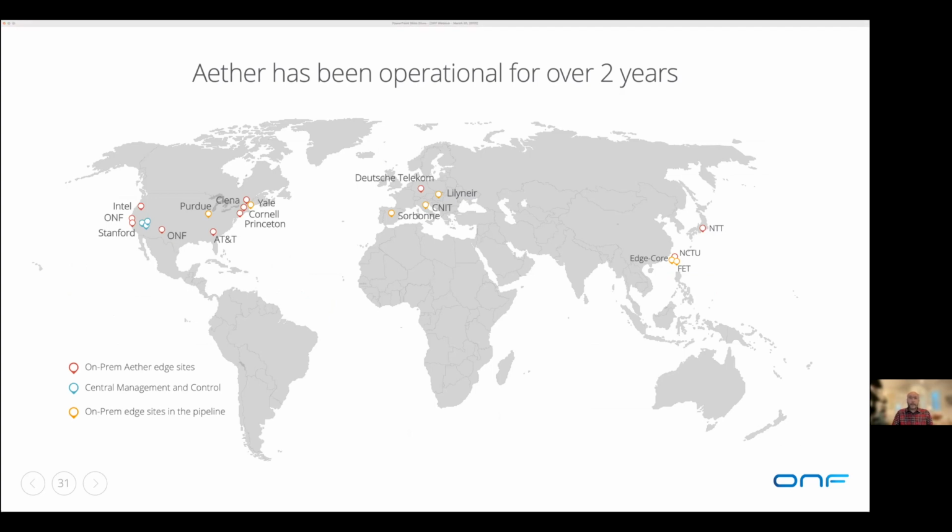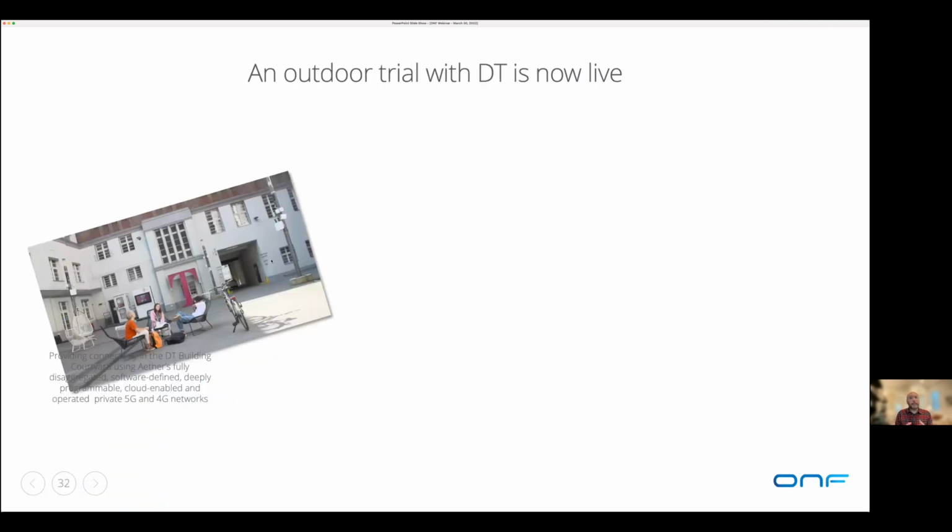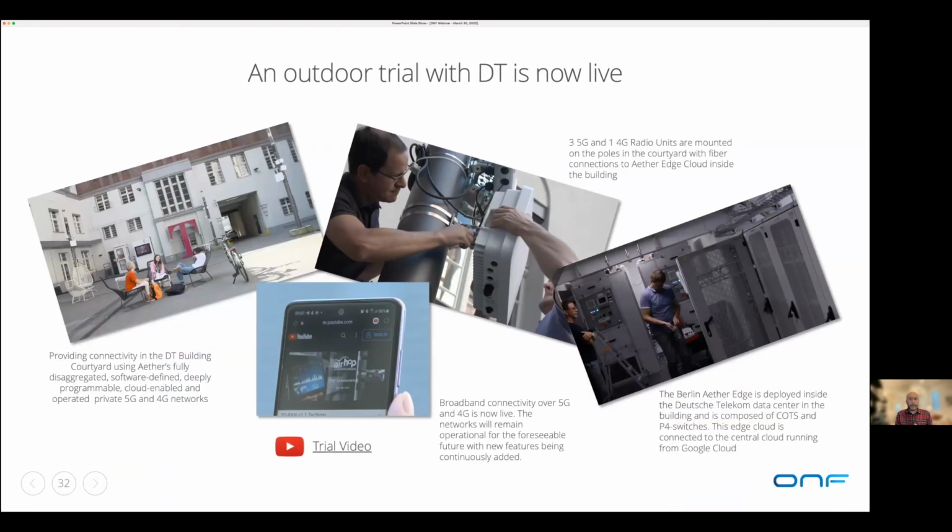In October of last year, we operationalized a field trial with Deutsche Telekom in Berlin. This is a combined 4G and 5G network with Ether that is fully ORAN architecture based. It is also a multi-vendor solution. As such, it leverages both open source Ether components and proprietary, commercial components from the ecosystem partners.